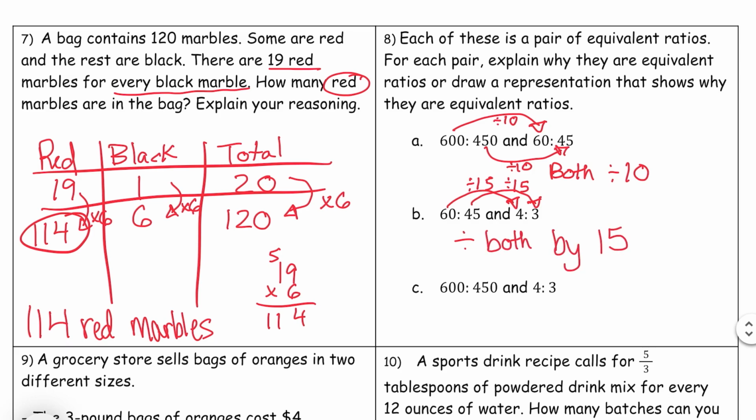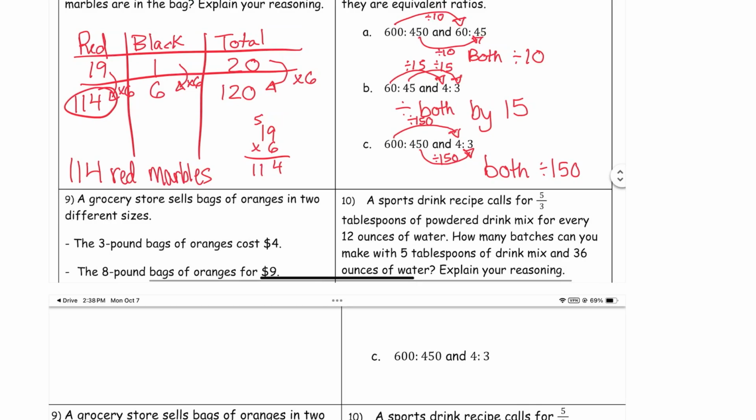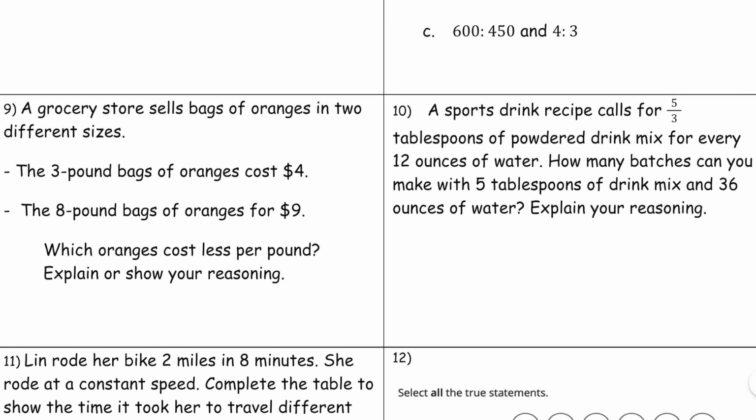So divide both by 15. That's how I know. This one is like the other one, but they have an extra 0. So really I could do the same thing as before. So instead of dividing by 15, I'm dividing by 150. I just add a 0 to 15. And same with this. 450 divided by 150 would give me 3. So both divided by 150. So that's how I'm explaining it. You could explain it more or less, but that's one way to do it.